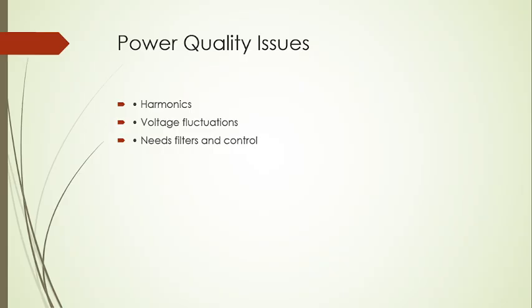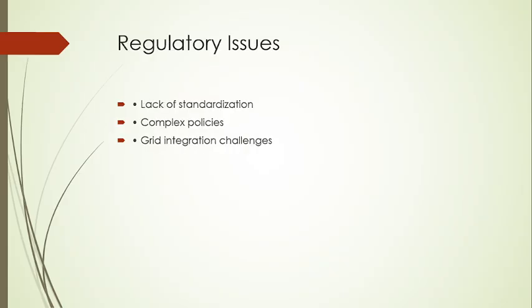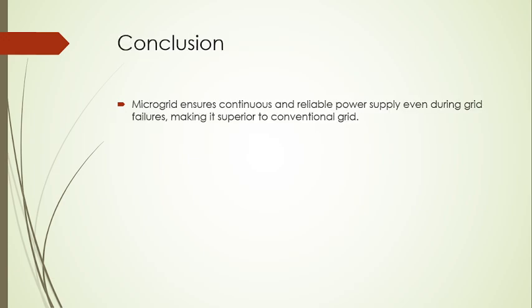As of using DERs, power quality issues are a major one because we are using a number of power electronic devices. Harmonics play a major role and voltage fluctuations would be there, so filters and control are needed, all for the betterment of the power. Regulatory issues play a vital role. The government has initiated many regulations and policies for grid integration. Some of the standards are IEEE 519 and IEEE 1547, which are regulatory standards given for distributed energy resources.